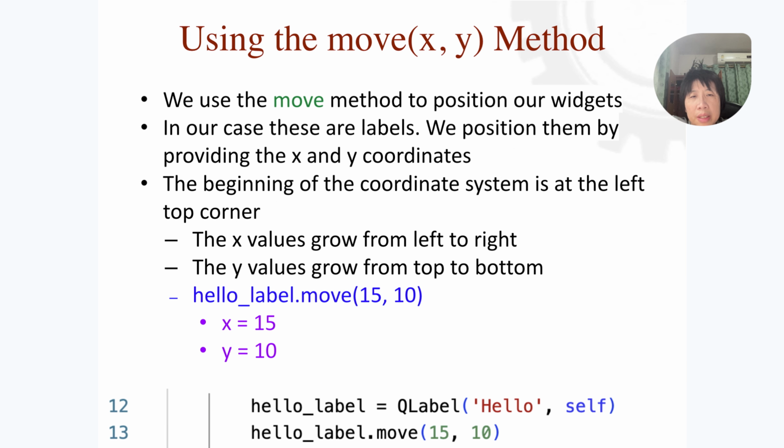So here, suppose that we want to move the position of a widget. If we use absolute positioning, then we need to specify the x value and the y value. The origin of the coordinate system is at the top left corner. So the x values go from left to right, and the y values go from top to bottom. If we say hello label dot move 15, 10, that means x equals 15 from the left and y equals 10 from the top.